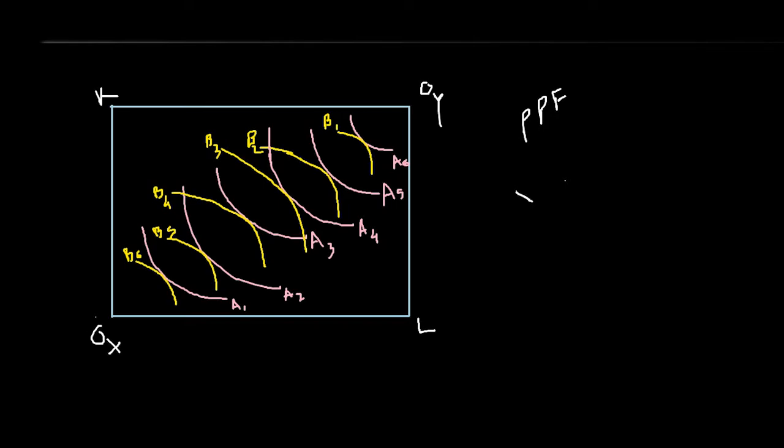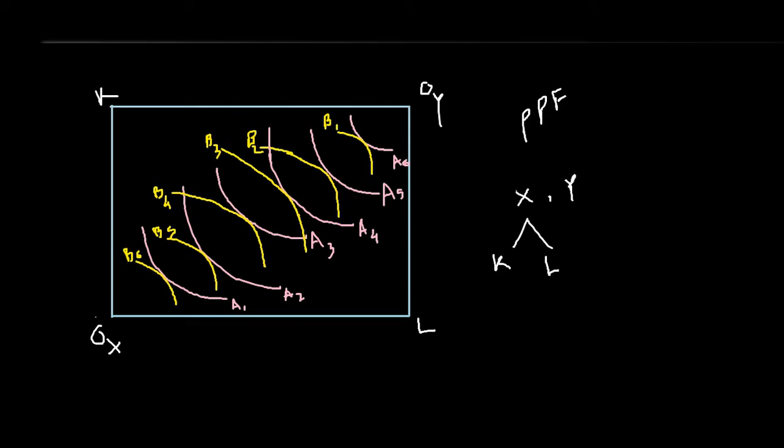What are the two products? One is product X and the other is product Y. Clear? Now in the production of each of these products, there are only two factors of production used. What are they? They are capital and labor.